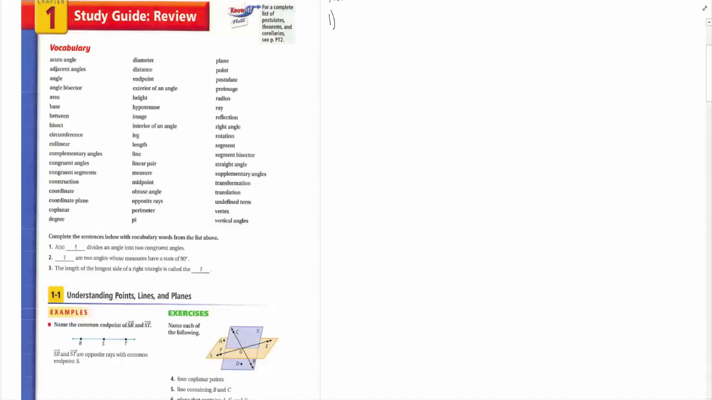So anyway, number 1, it says a blank divides an angle into two congruent angles. This is something I talked about when we were getting ready for that quiz, but two congruent angles, well, that's going to be an angle bisector. Bisector cuts in half. Angle means it's cutting an angle in half. So we're going to have two congruent angles when that happens. So this would be angle bisector for number 1.